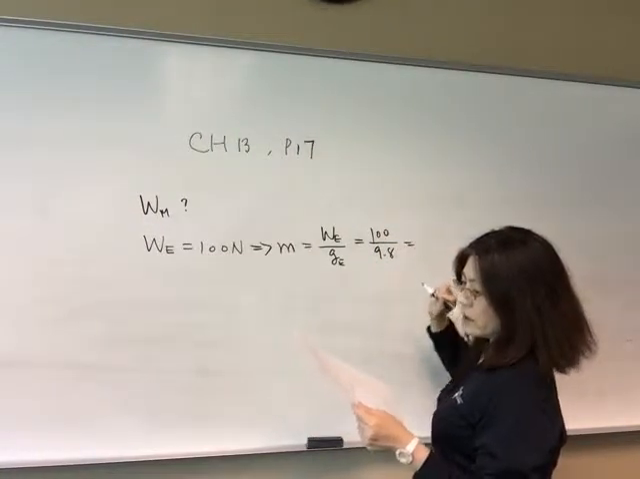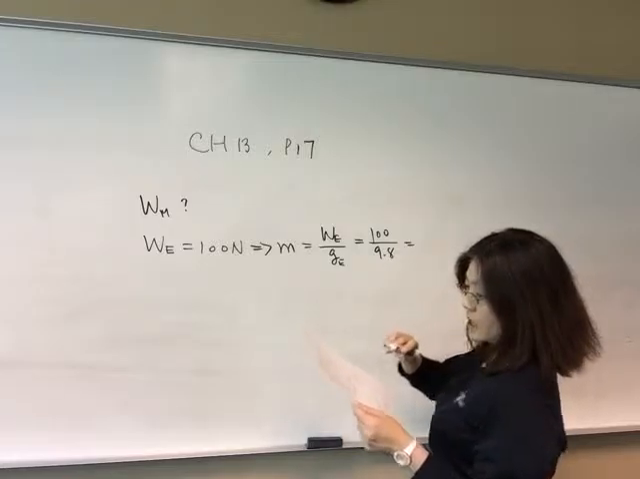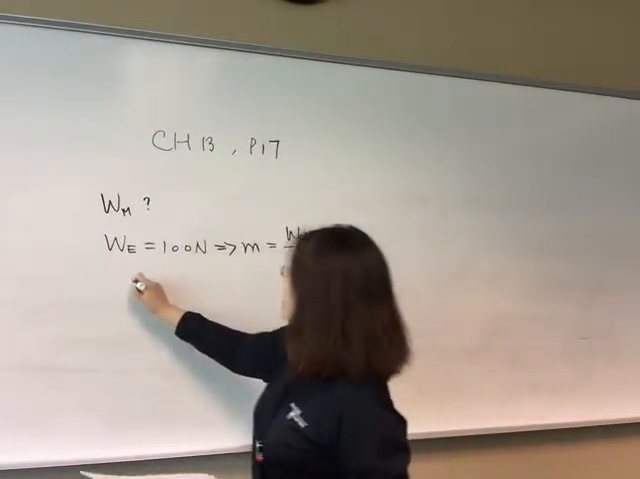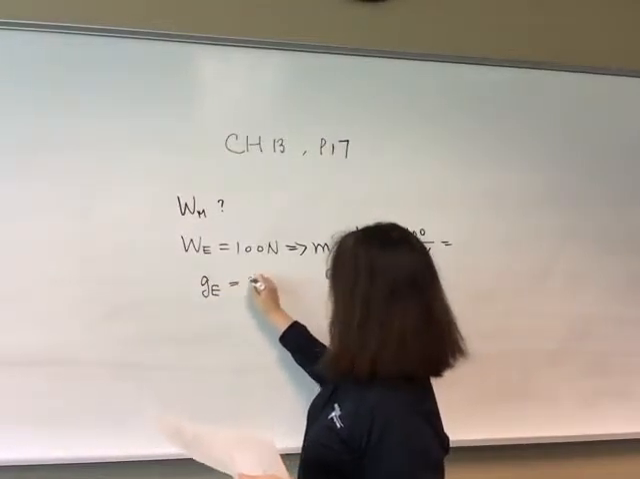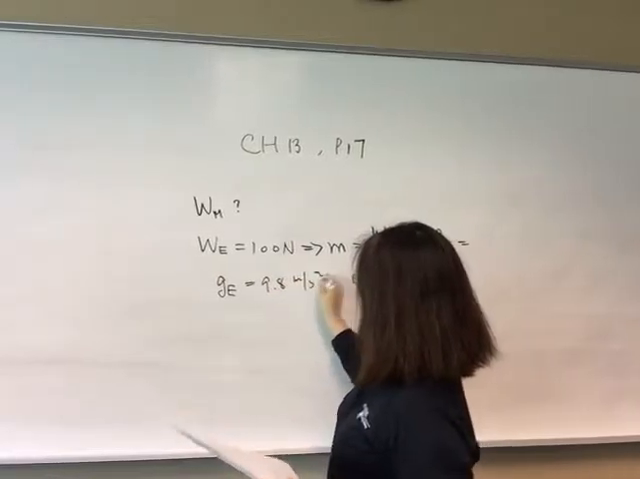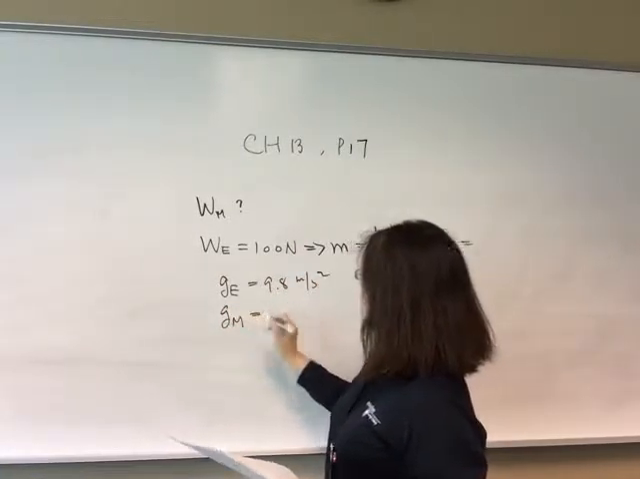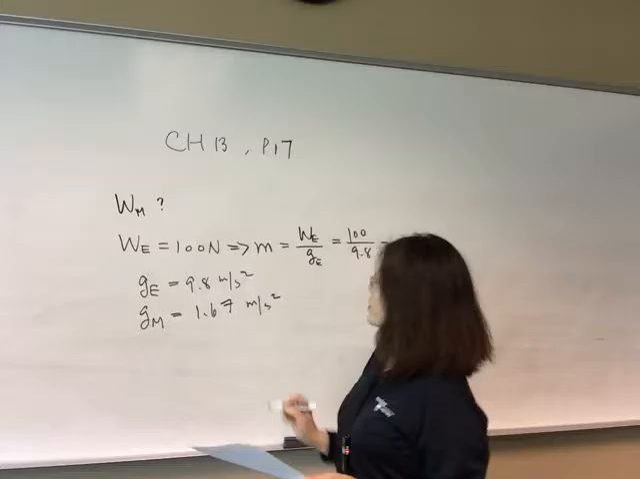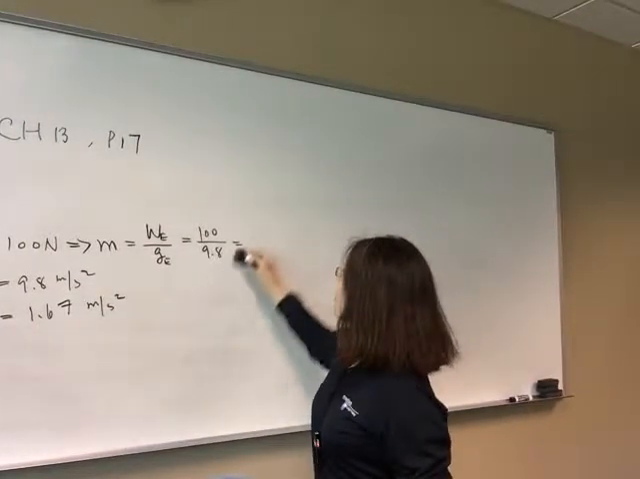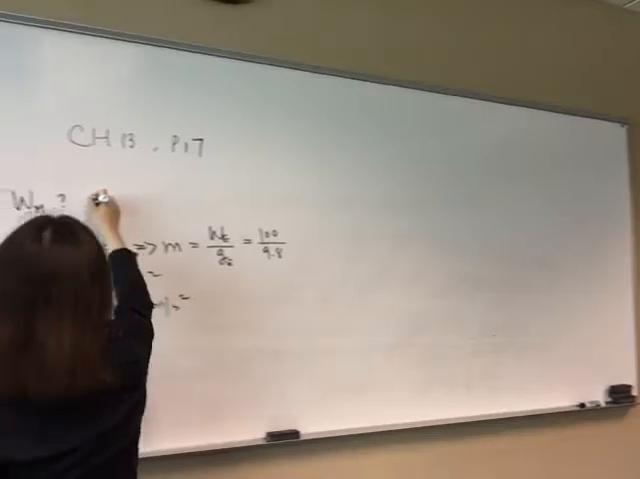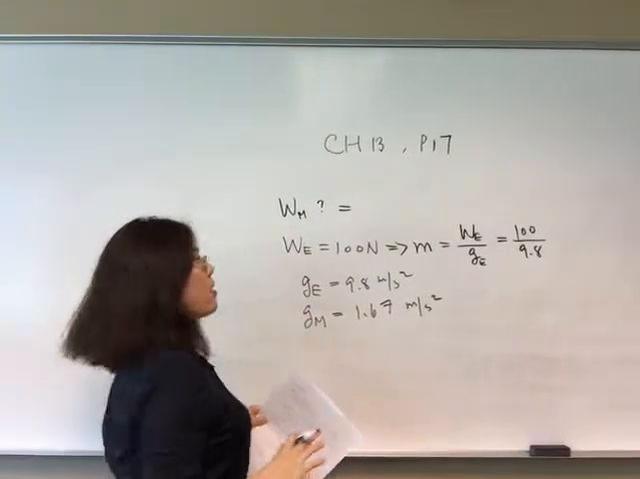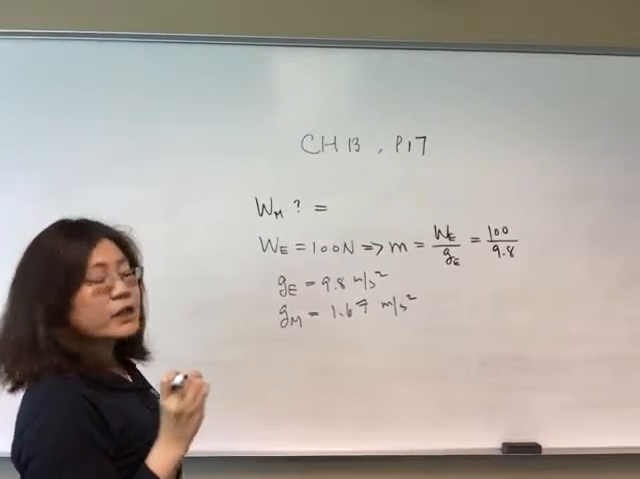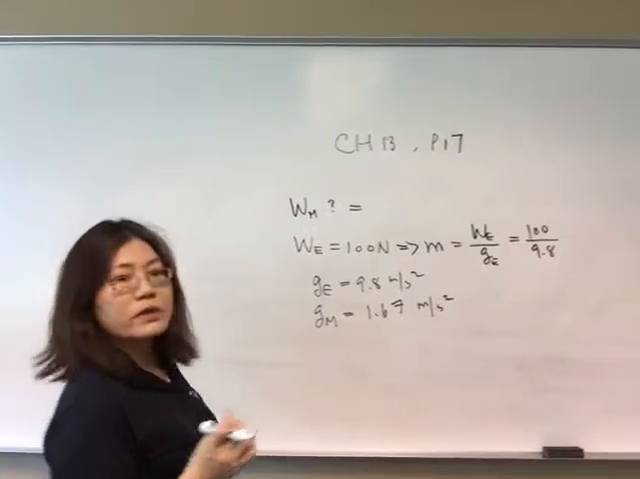So the mass of the object is equal to this 100 divided by 9.8. Now the gravitational acceleration on Earth is 9.8 meters per second squared. And the gravitational acceleration on the moon, which I call g_M, is equal to 1.67 meters per second squared. So once we calculate the mass, then we can calculate how much it weighs on the surface of the moon, because the weight is simply equal to mass times the acceleration.